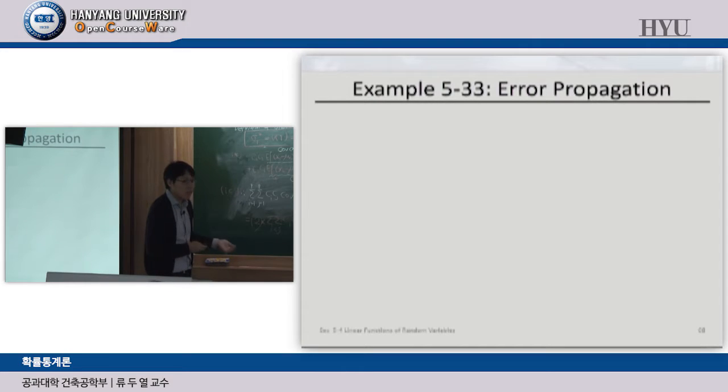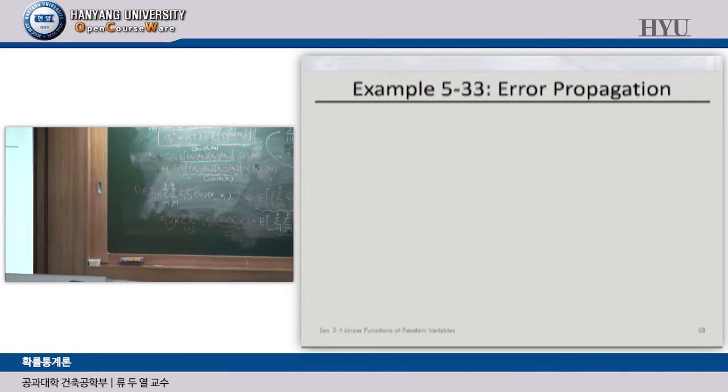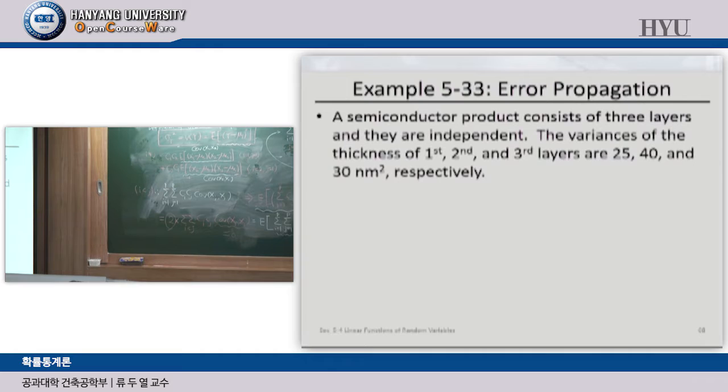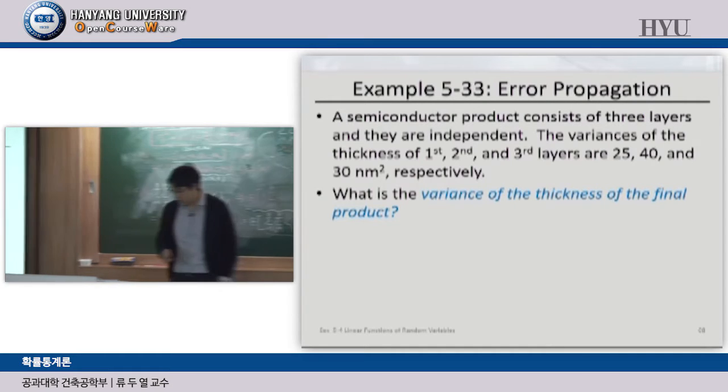And from this definition, we are going to solve example 5-33. A semiconductor product consists of 3 layers, and they are independent here. The variances of the thickness of the first, second, and third layers are 25, 40, and 30 nanometer square respectively. In this case, what is the variance of the thickness of the final product? That is the question, okay?